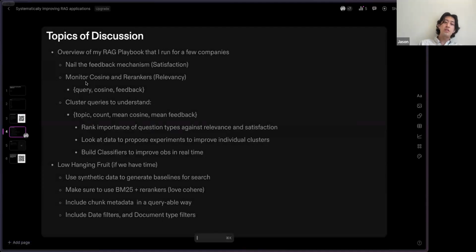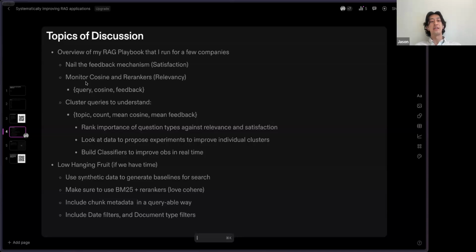Cool. This is basically the table of contents for today's conversation. I want to cover the RAG playbook that I run for many companies, whether small or big. The playbook really is the same. I'll cover how we should think about feedback mechanisms, understanding that feedback isn't something that every single query will have, so we also need to measure things like the cosine and re-ranker scores, how we can cluster these things, and then use that information to figure out what the issue is. Near the end, I'll talk about the low-hanging fruit, the systems that every RAG app may as well include to get the most performance out of it.